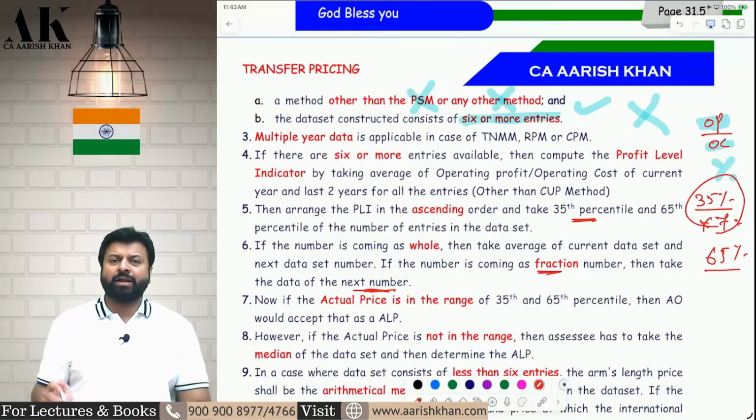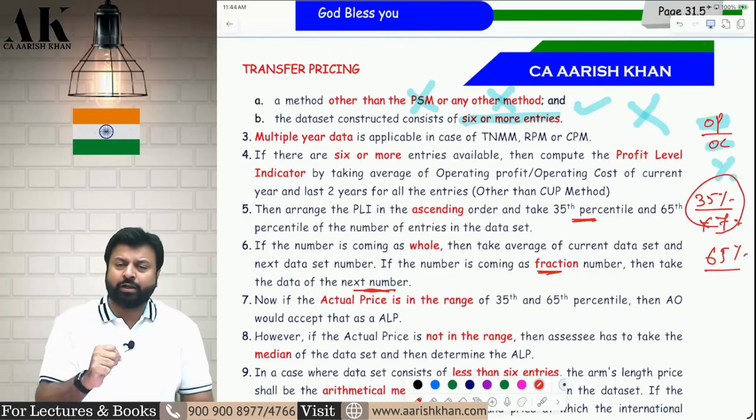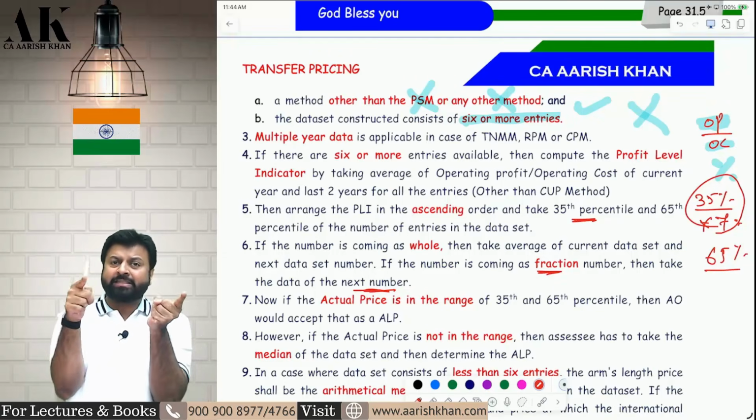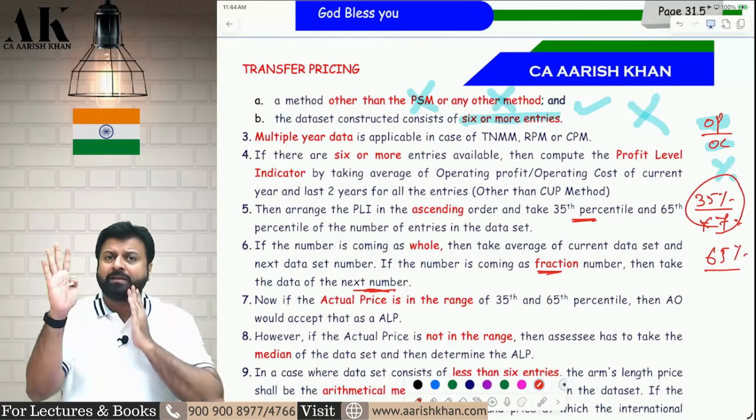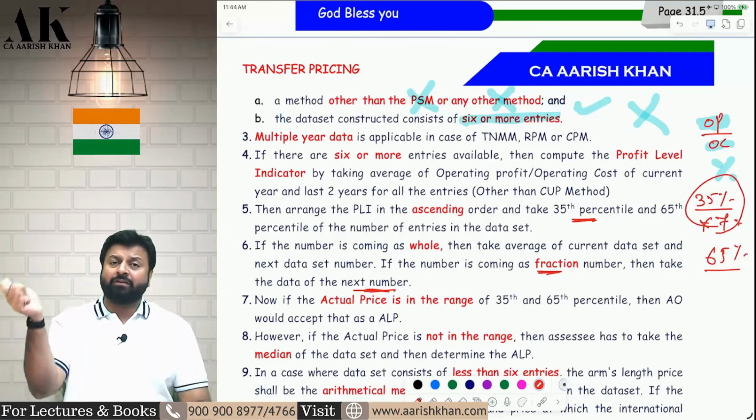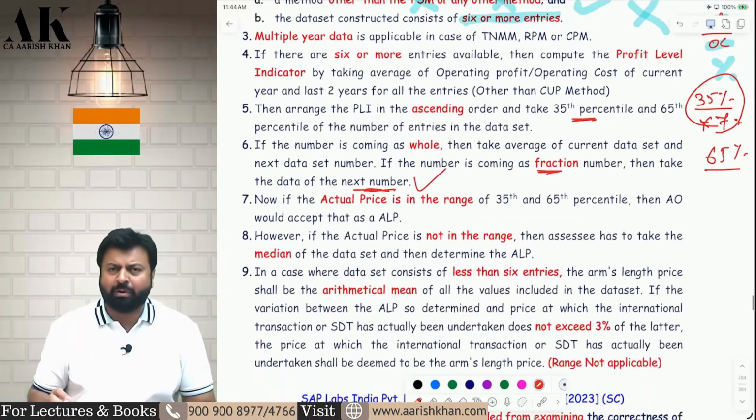Again, 65% of 20 is how much? 65% of 20 is 13. Again, it's a whole number. Now take the average of 13 and 14. So whatever is the range, that will become your arm's length price. If you are within this range, the department will accept. If you are outside this range, the department will tell you to compute the median, and that will become your arm's length price. This is what this provision is all about.